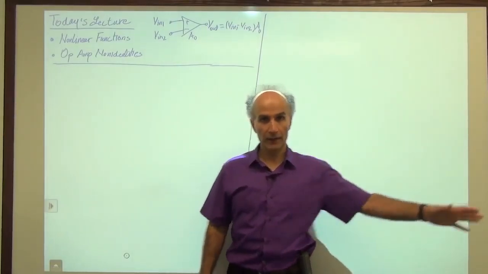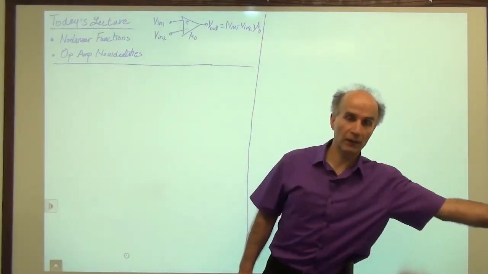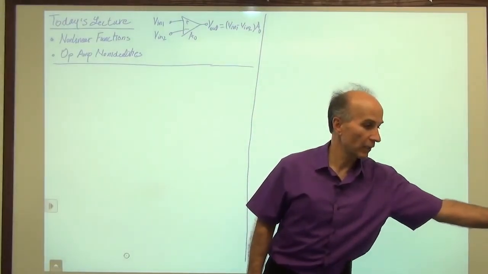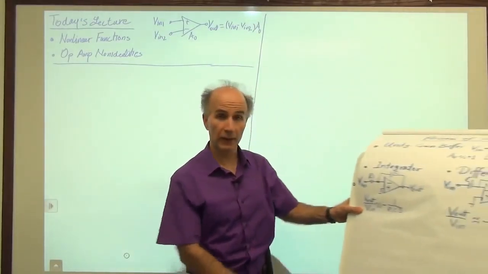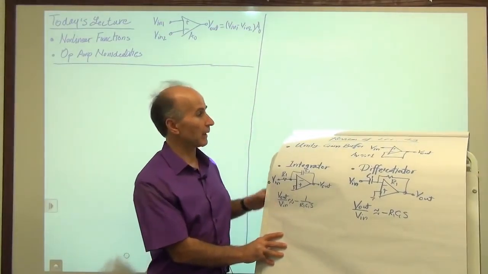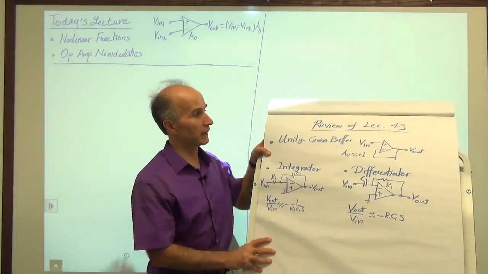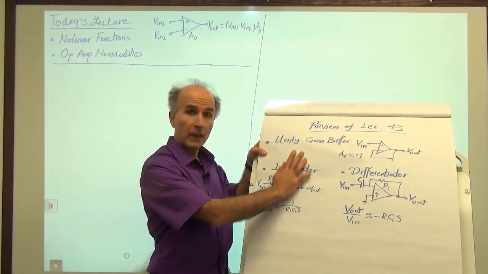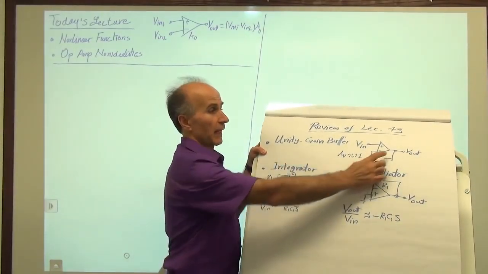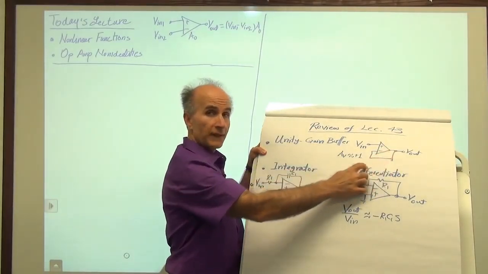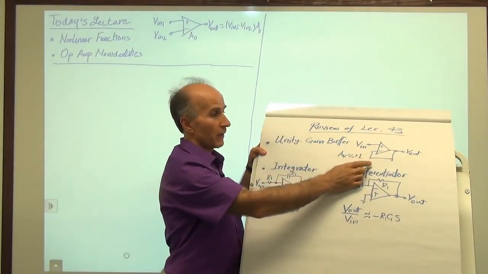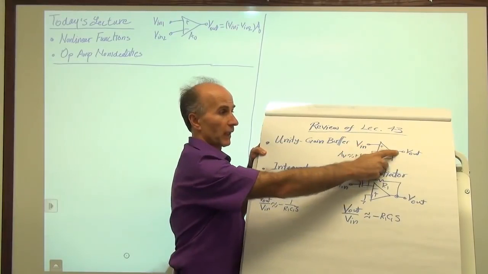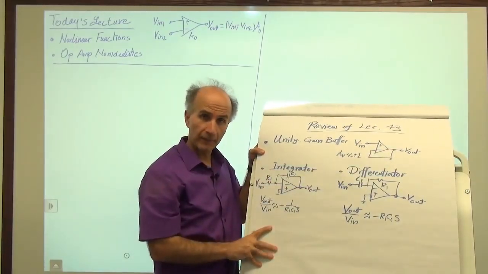But before we go there, let's take a look at what we covered last time in our study of other circuits that included op-amps. We saw that we could build a unity gain buffer by simply connecting the output of the op-amp to its inverting input. And we saw that the voltage gain from the input to the output is about 1.